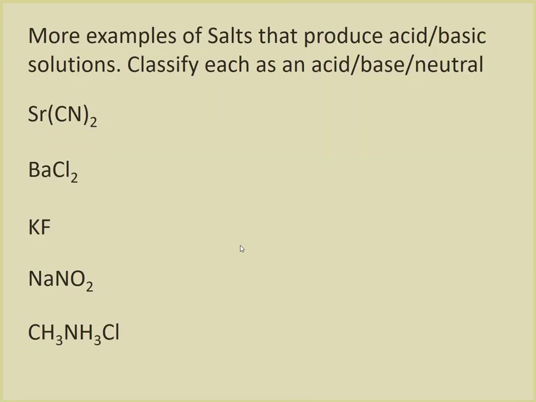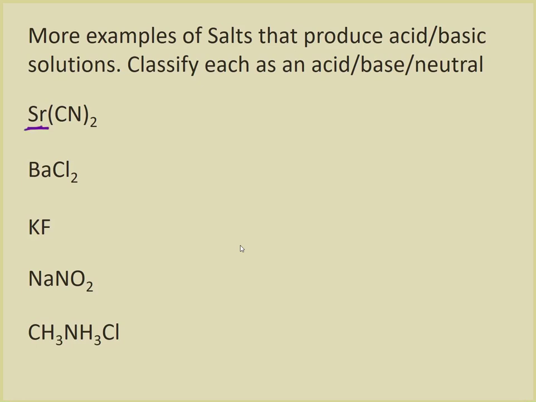For the following salts, classify them as either an acid or a base or neutral. So what we have to do is pick apart the ions and figure out if they come from a strong acid or a strong base. Then we would know that they would be neutral. If they come from a weak acid, then I know that I have a stronger conjugate base. If they come from a weak base, then I know I have a stronger conjugate acid, and the solution will be an acid solution. So let's do our first one.